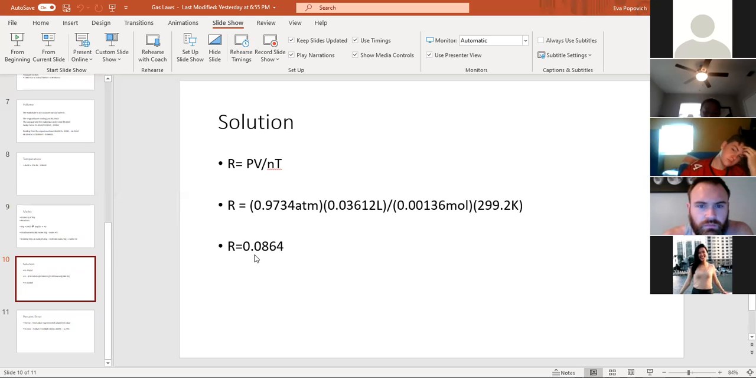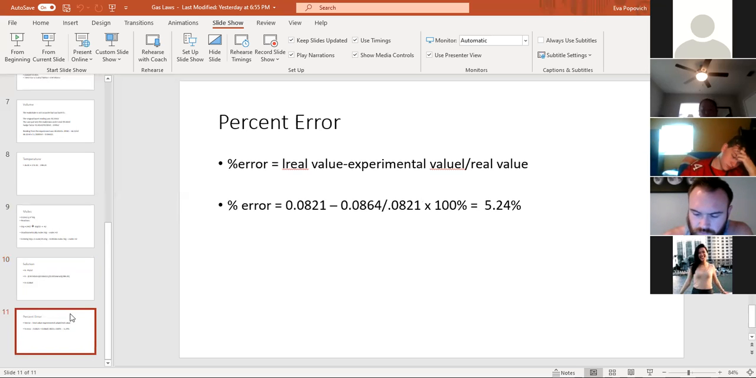So since we came up with the value, we can figure out a percent error, which is our real value minus the experimental divided by the real value. In this particular instance, we did that. We came up with an experimental value of 5.24.